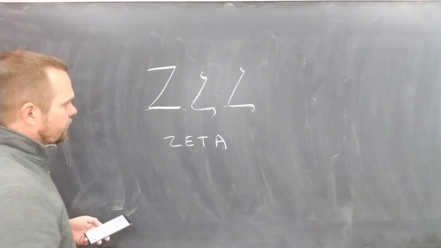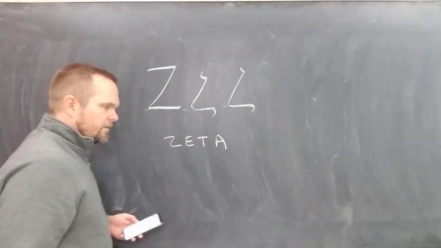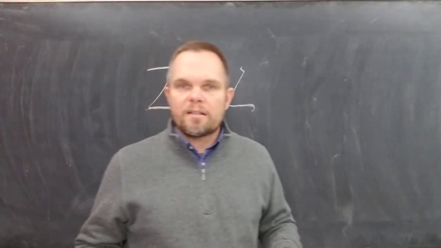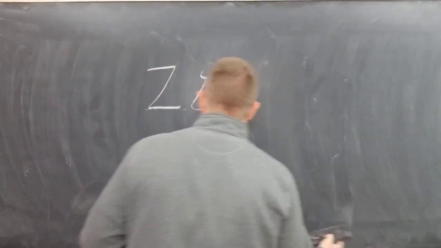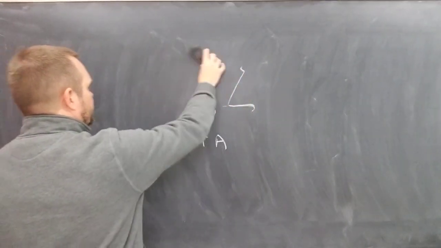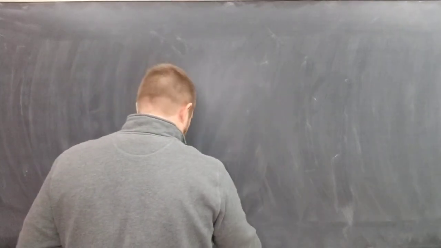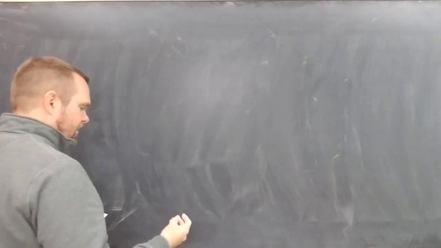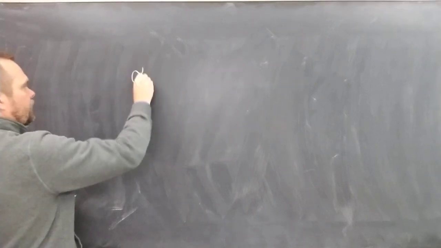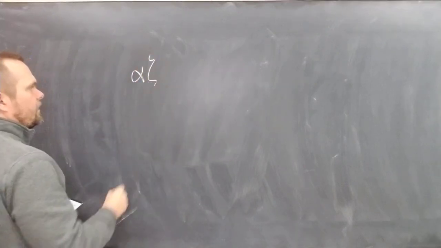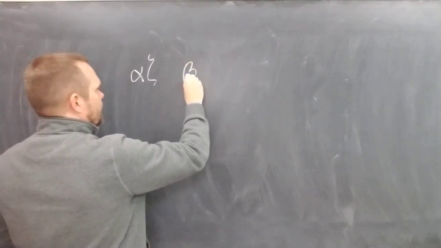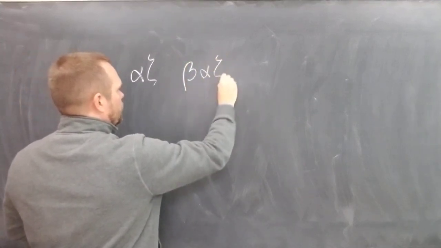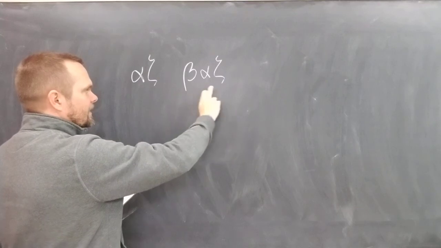And it makes the sound of the classical Z. We can just say Z, Z. All right? That's the 6th letter of the Greek alphabet. Zeta, Zeta, sound of the letter Z. So alpha, zeta would make Az. Beta, alpha, zeta would make Baz.